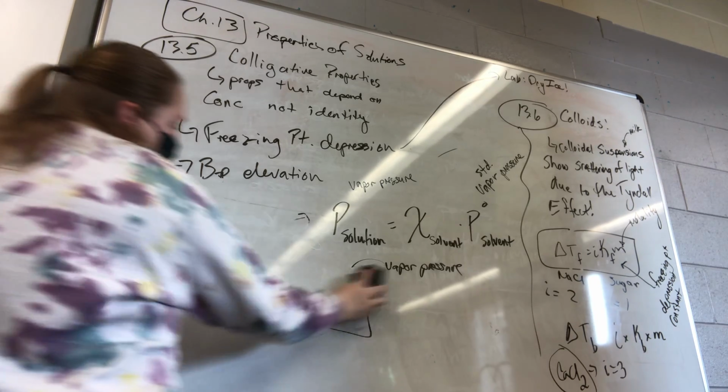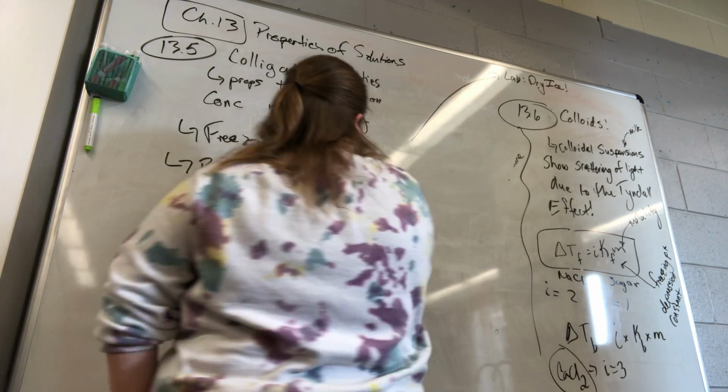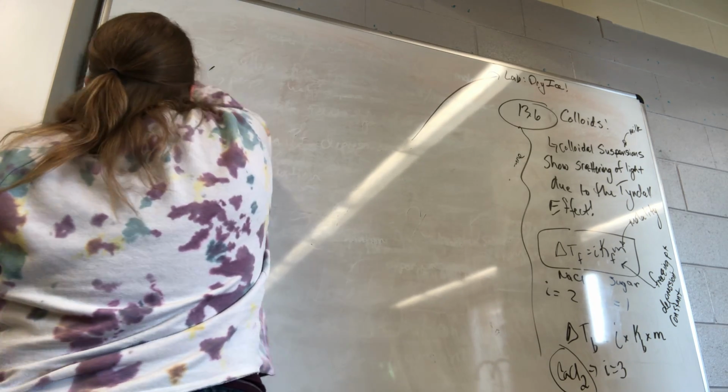All right, moving on to chapter 14. We make some Excel graph. Chapter 14 involved chemical kinetics.